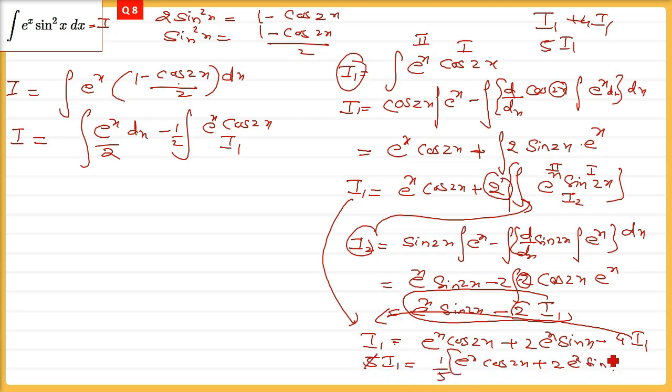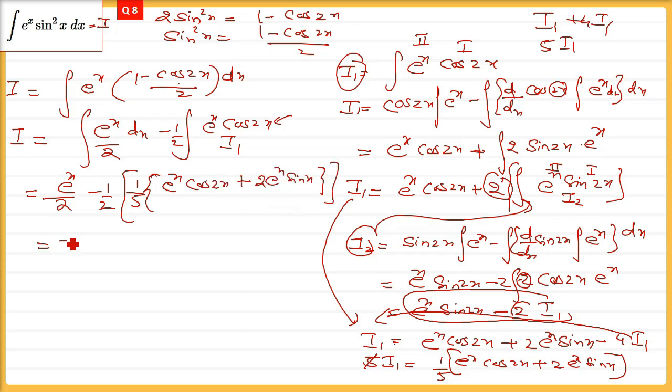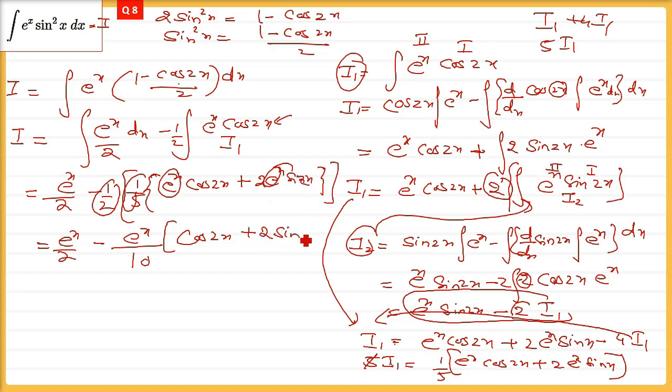So 1 by 5 will come here because we have to replace I1 in I. So this will be e raised x by 2 minus half, and inside this just put this I1. So 1 by 5 e raised x cos 2x plus twice of e raised x sin 2x. Half is already there outside, so it will be 1 by 10 because 1 by 5 was already outside. So e raised x you can take common. It will be cos 2x plus 2 sin 2x. It's all sin 2x, okay? There is a slight change I am making: everywhere I have written sin x, update it as sin 2x. Now I will be e raised x, taking it outside, divided by 2 minus e raised x by 10 times cos 2x plus 2 sin 2x, plus constant of integration.